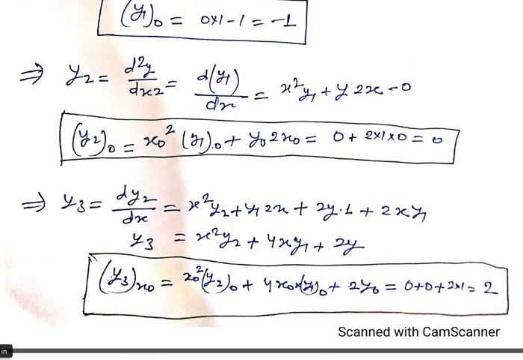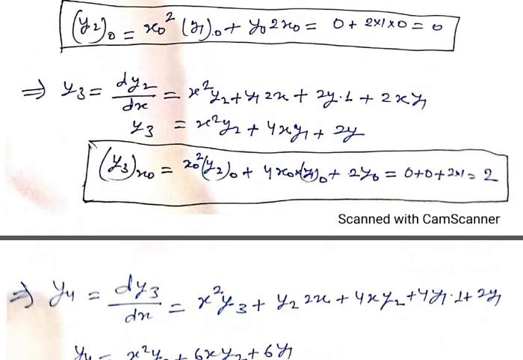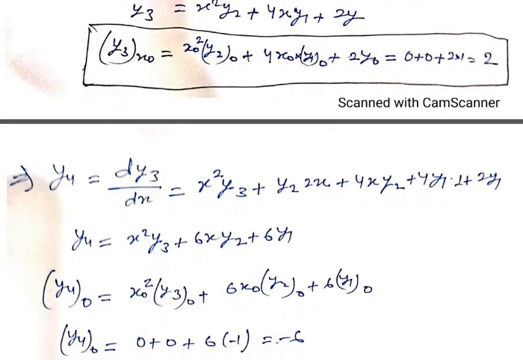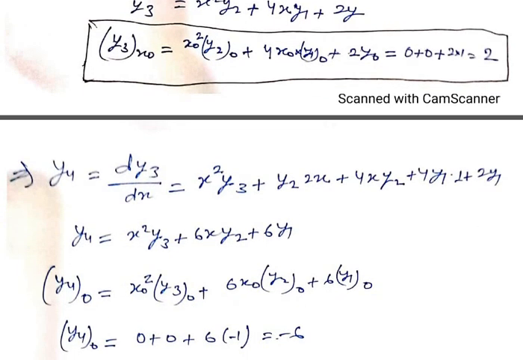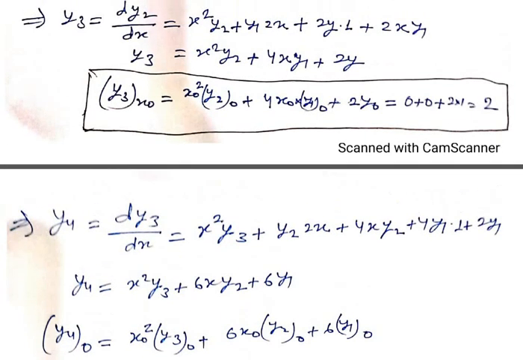Now dear students, till now we have calculated y1 at 0, y2 at 0, y3 at 0, and we have got 2 non-zero values. So for one more non-zero value I will go for one more derivative, d4y upon dx4, that means y4. So y4 will be what? d of y3 upon dx. It means we have to differentiate now y3 with respect to x.